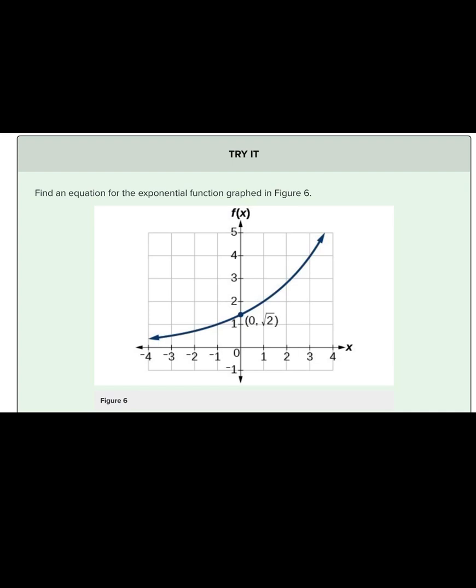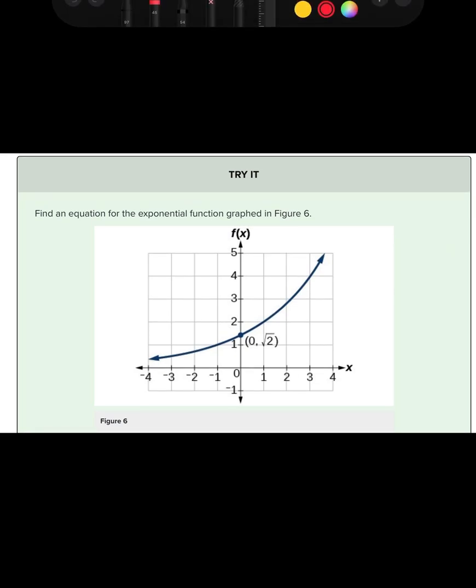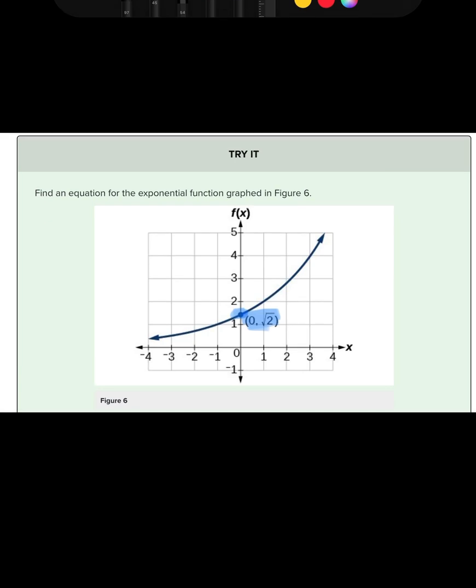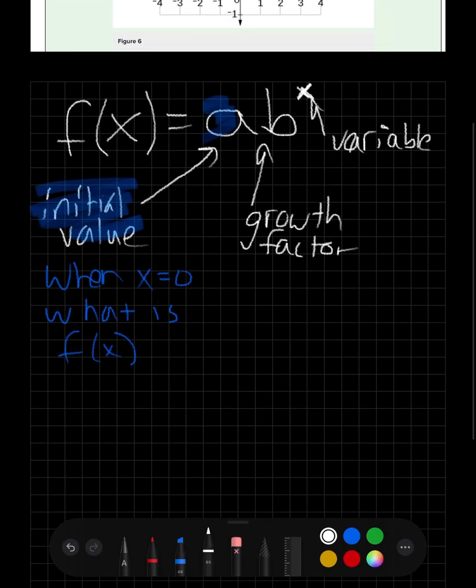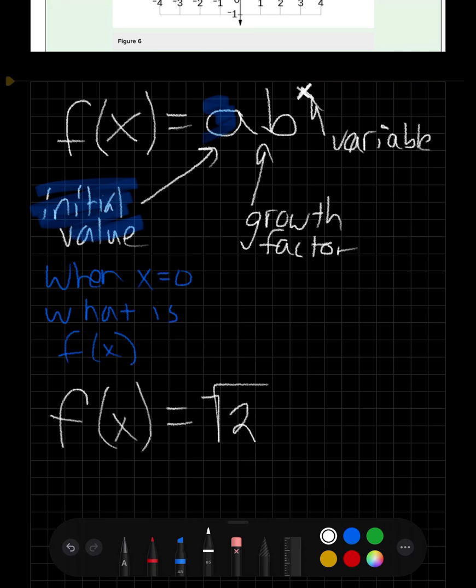So take a look at our graph. When x is equal to 0, we get this point, which is very helpfully labeled for us: 0, square root of 2. So our initial value here is the square root of 2. Let's go ahead and plug that in. We're already well on our way to finding this equation. So now we have f of x is equal to the square root of 2 times b to the x. And we still need to find, let's highlight it in red, that growth factor.